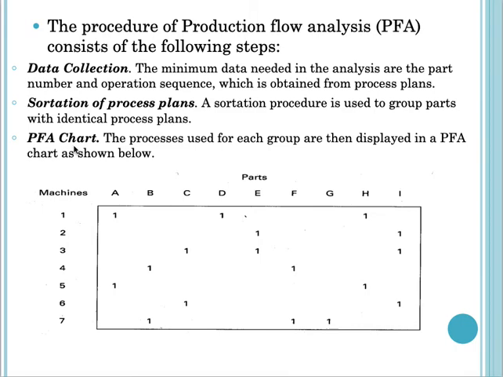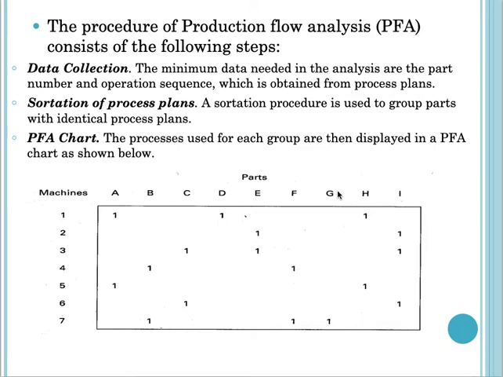And the last step is preparation of the production flow analysis chart. The processes used for each group are then displayed in the PFA chart. That is, the chart is a tabulation of the process or machine code numbers for all the parts of the part families. This is what the machines are and this is what the parts are.